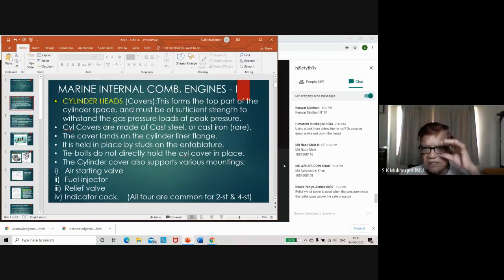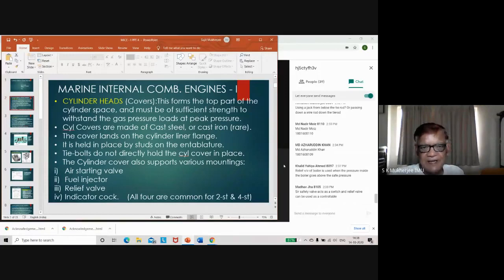One sec, Khalid has got a question. A relief valve on a boiler is used when the pressure inside the boiler goes above the safe pressure, so that is why it is called a safety valve. It is not called a relief valve. All right, the same thing happens for your cylinder. But why is this called a relief valve and that is called a safety valve?